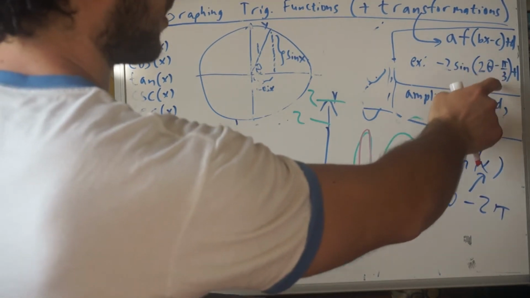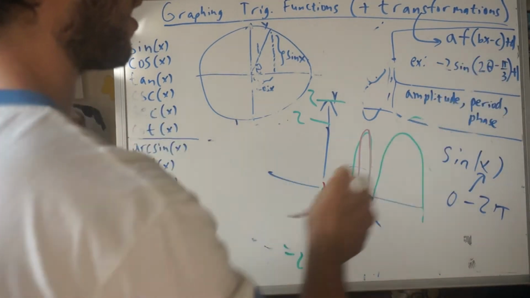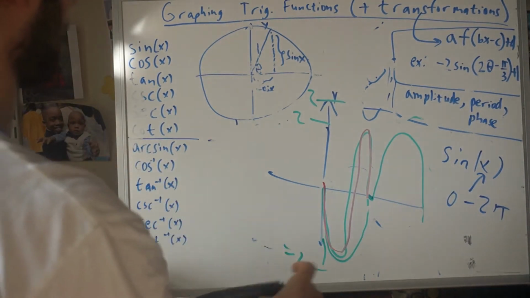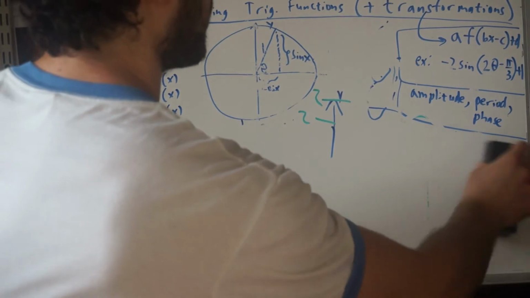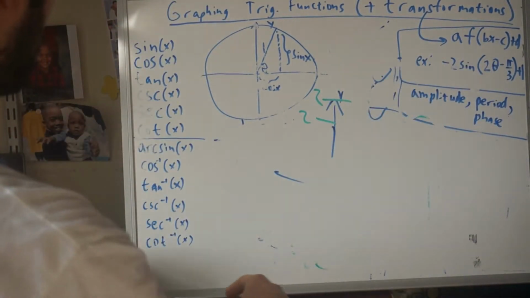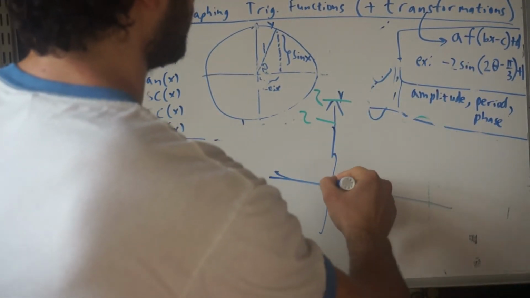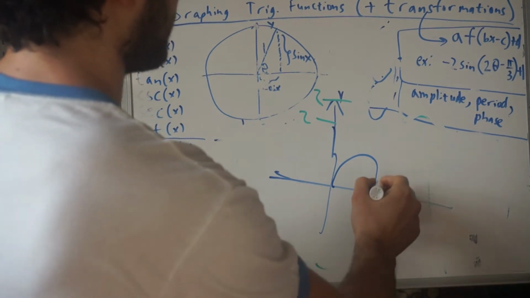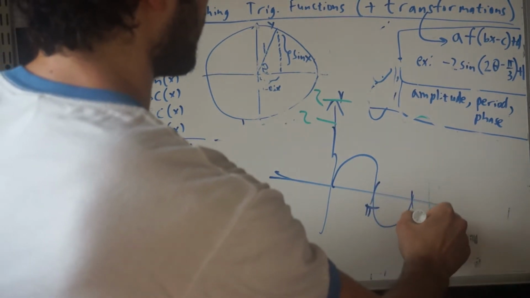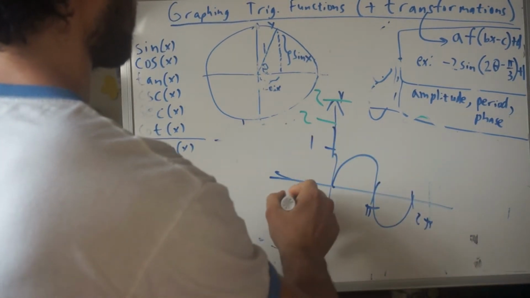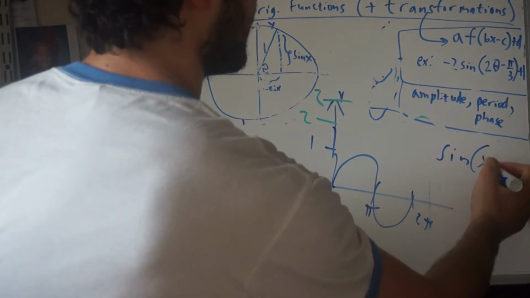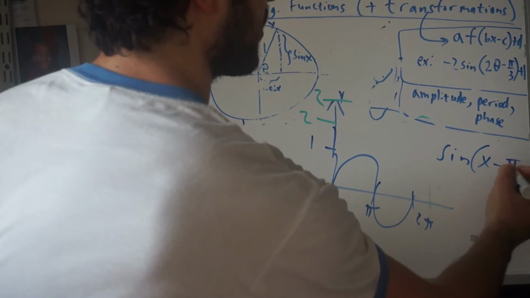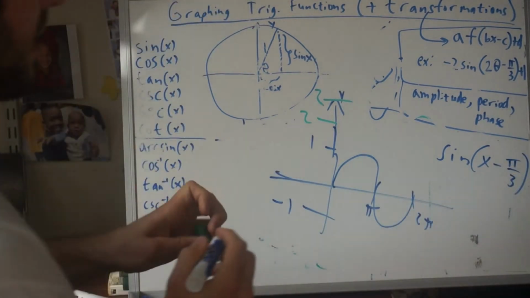Now let's go to this third number, the c, or in our case, pi over 3. So I'm just going to apply this to a normal function first, and then at the end we're going to apply everything together. So here's our normal sine function. This is pi. This is 2 pi. All right. Now, what does this mean? So let's just look at sine of x minus pi over 3 in isolation.